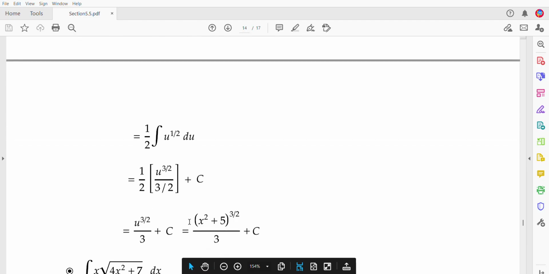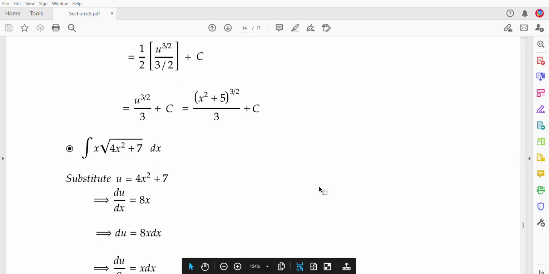The antiderivative is u to the 3 halves over 3 halves. 2 times 3 halves is a 3. You have u to the 3 halves plus c. Replace u by x squared plus 5. That's your final answer. Okay.